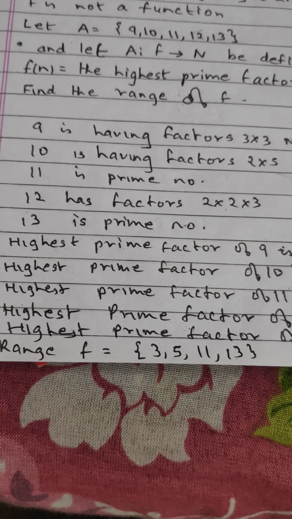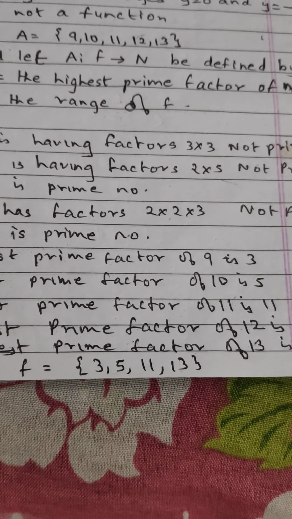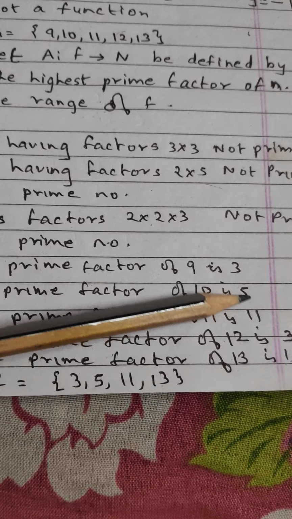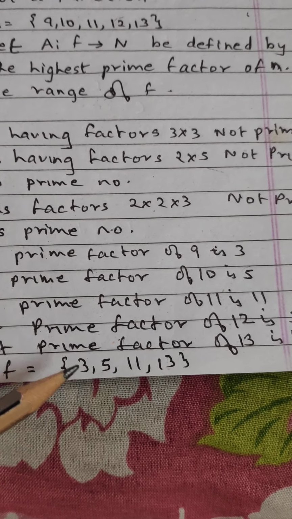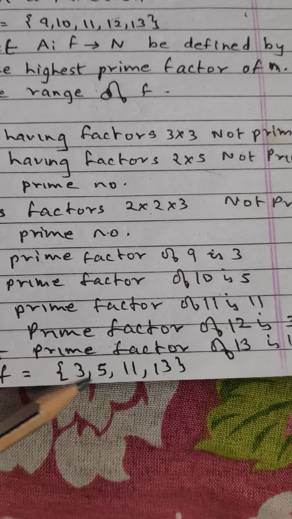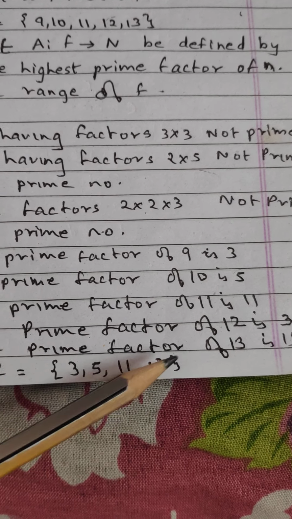So what is the range of f? The range of f is these numbers, that is 3, 5, 11, 3 and 13. 3 is repeating, we will write it once. So what is the range? 3, 5, 11 and 13.